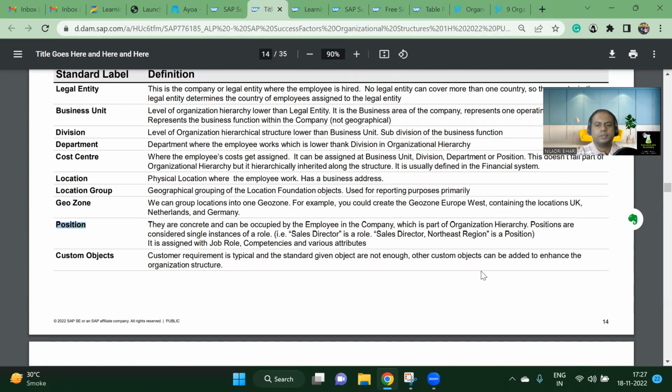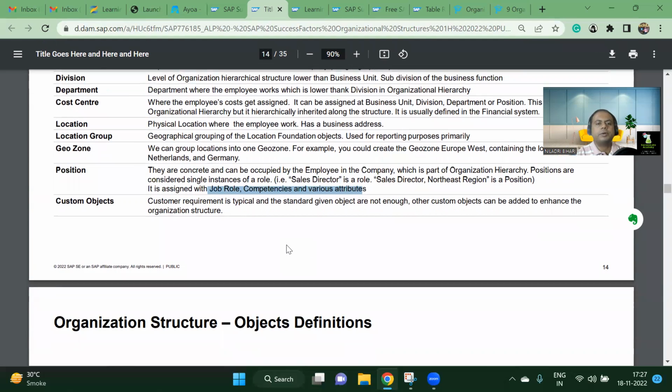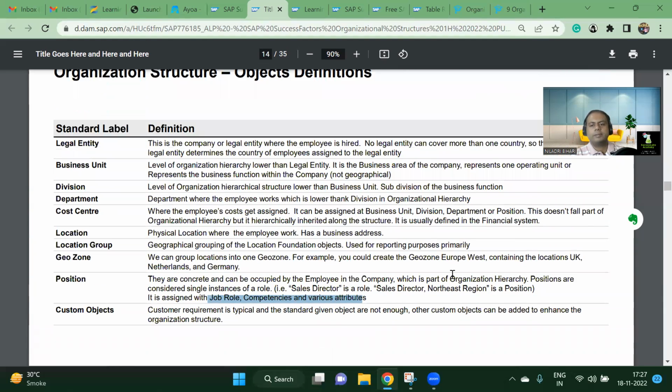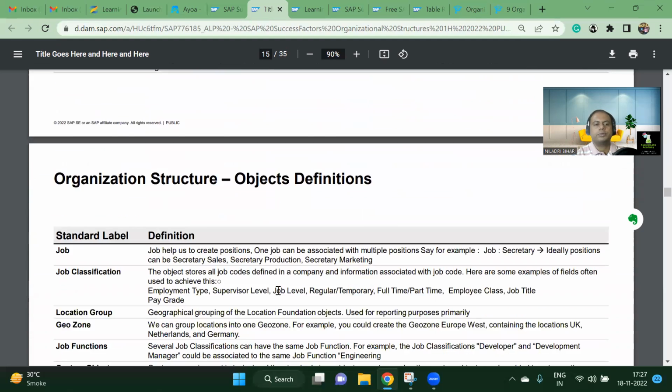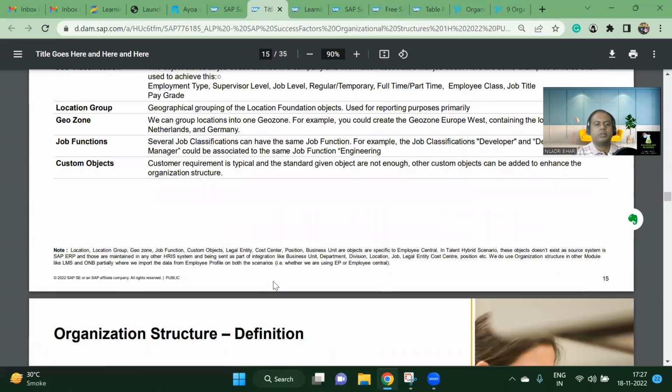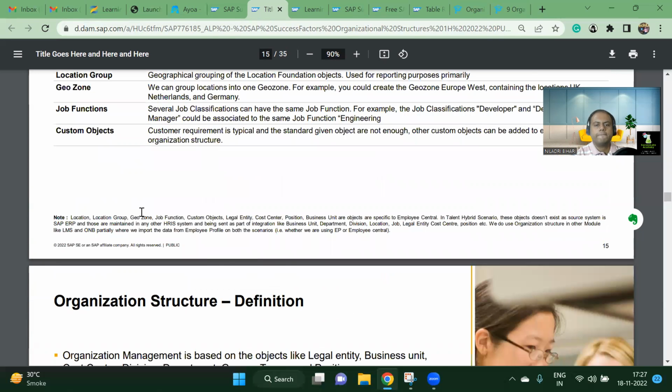Let's say position, right? Positions are considered an instance of a role, like sales director is a role, and sales director Northeast is a region, the position, right? It can be assigned a job role, competencies, and so on. In some cases an example makes it clearer, but you can bring in your own example, right? All these things can be understood. So I'm not going to emphasize on this concept.